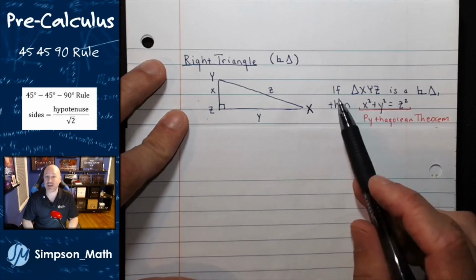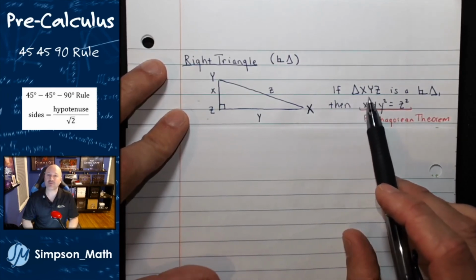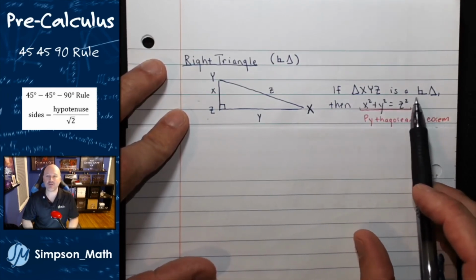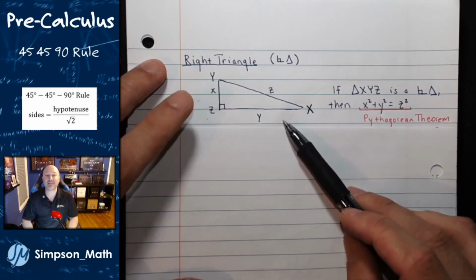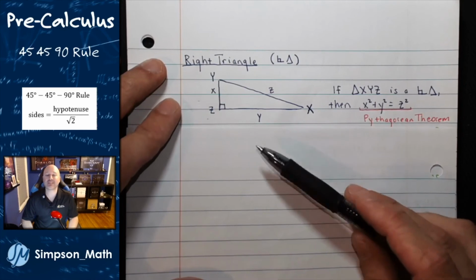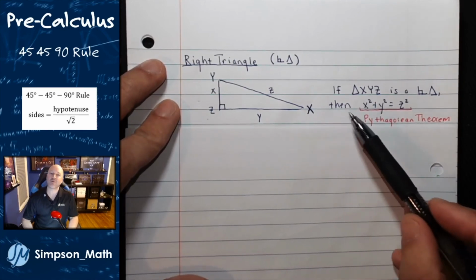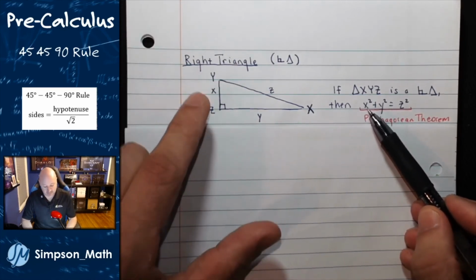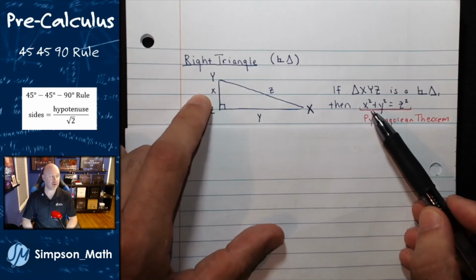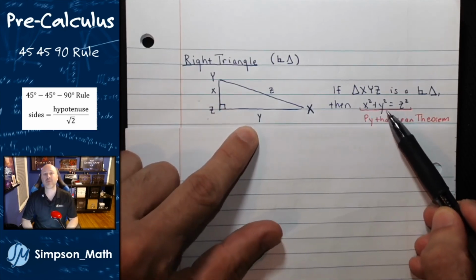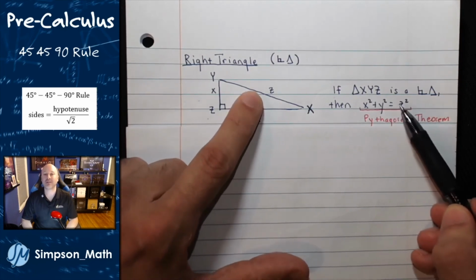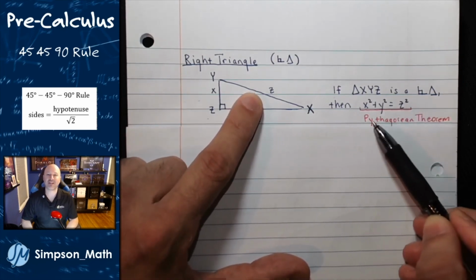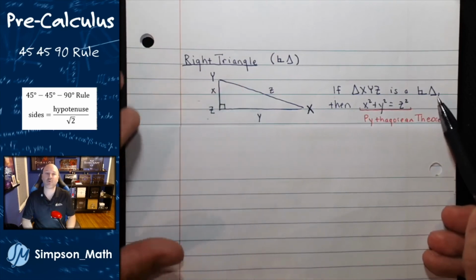Off to the side, I just say if triangle XYZ is a right triangle, then there's something we know about that right triangle, and that is the Pythagorean theorem. It applies to every right triangle. So it's safe to say that the side length squared plus the side length squared, the other one, is equal to the longest side length squared. That's the Pythagorean theorem. It applies to all right triangles.